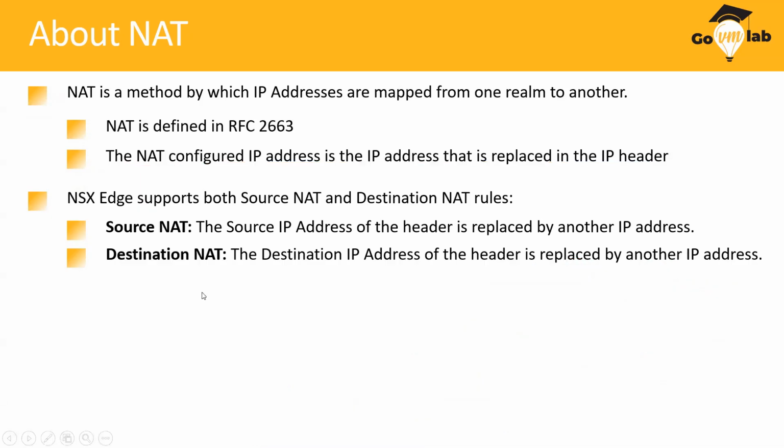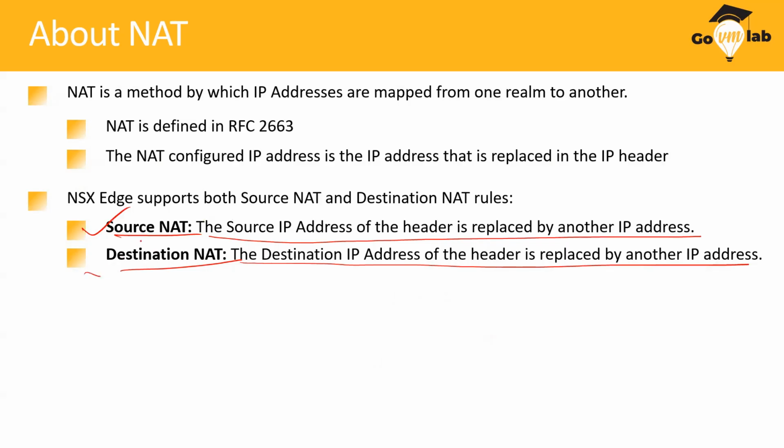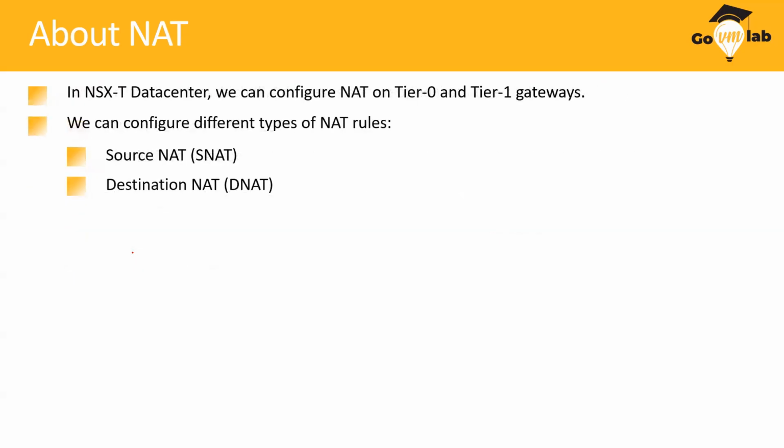Now in NAT, we have two kinds of implementation, source NAT and destination NAT. Source NAT means the source IP address of the header will be translated to another IP address. Destination NAT is where the destination IP address of the header is replaced by another IP address. So as I said, in NAT the IP translation is happening, right? IP translation means basically one of your IPs will be translated with the NATed IP. The question here is which IP, source IP or destination IP? If source IP is getting translated, it would be source NAT. If destination IP is getting translated, then it would be destination NAT, right?